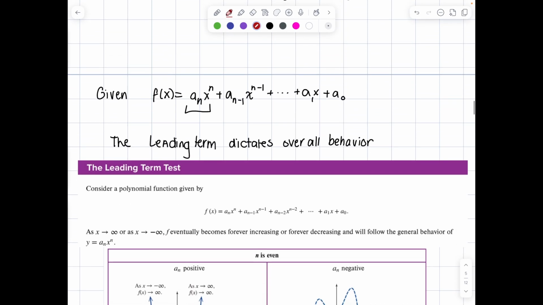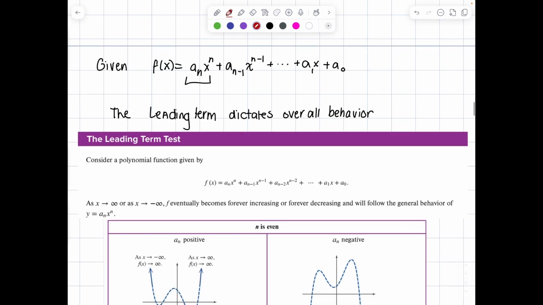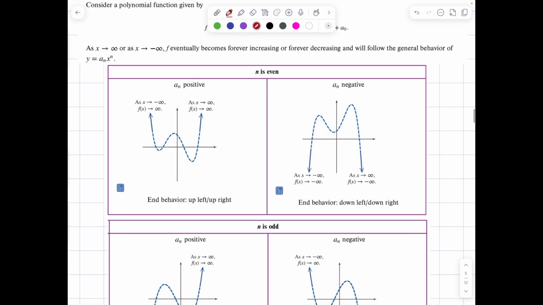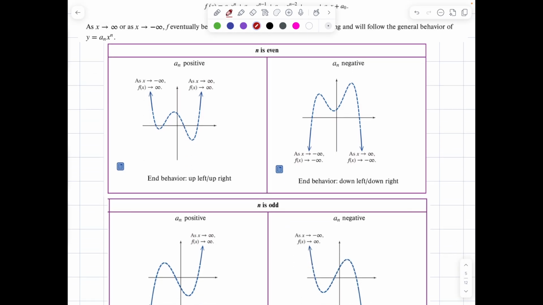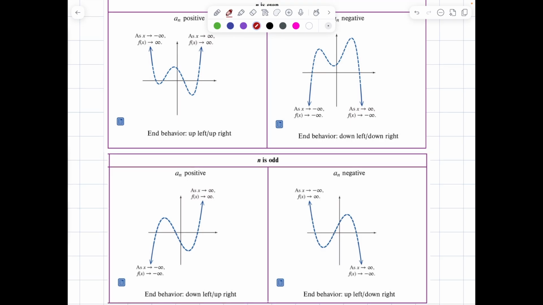All right, so when you have a polynomial, the leading term will dictate the overall behavior. Whatever the highest power is, which is our leading term, dictates the overall behavior of the entire polynomial. So here's a nice little graph from the textbook that gives you all the conditions. They use their fancy notation, but what we want to know is the end behavior. Is it going to look like a quadratic or a parabola, or is it going to look like our cubic function?